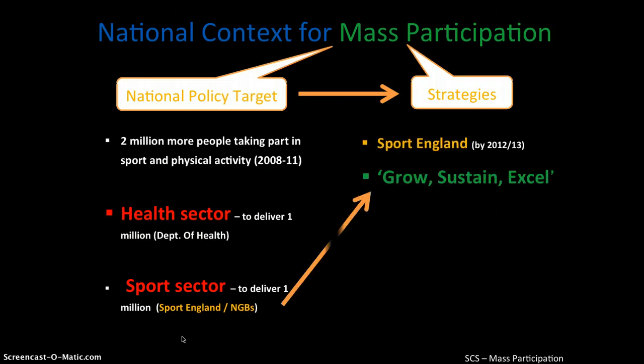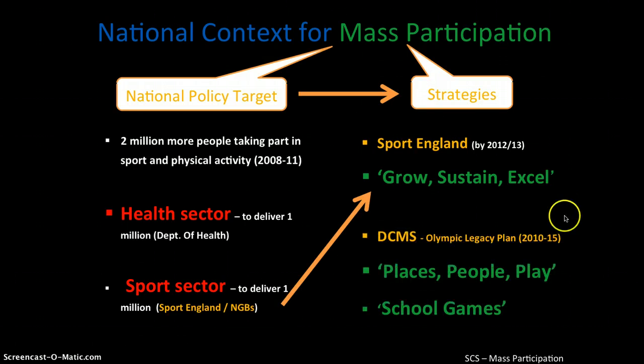And in order to achieve this, there have been strategies in place. One of Sport England's biggest strategies is Grow, Sustain, Excel, which we'll look at in a moment. Similarly, following the 2012 Olympics, the Department of Culture, Media and Sport is really trying to take advantage and exploit what the Olympics offered us as a nation in terms of motivation and interest in sport. And they have Places People Play, which is a strategy. Similarly, they have the school games, another strategy, to try to get more people engaged in sport and physical activity in one form or another. And you must do some research into those strategies.